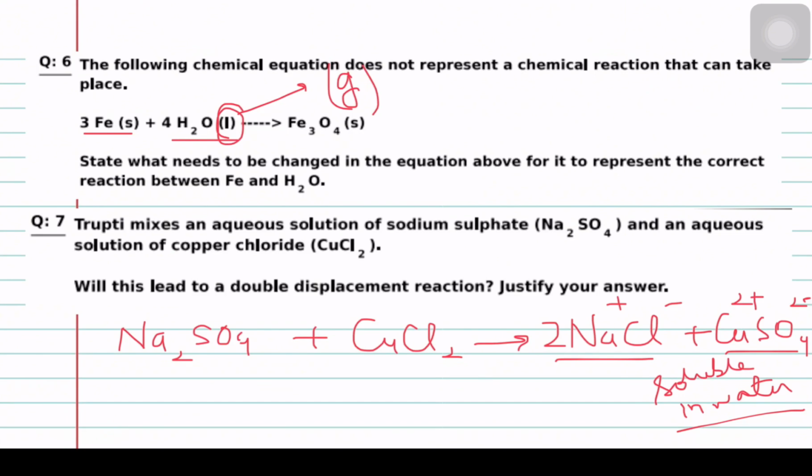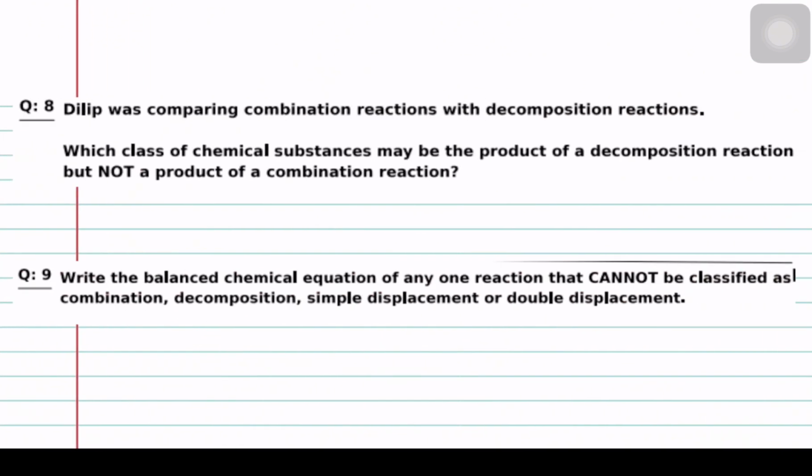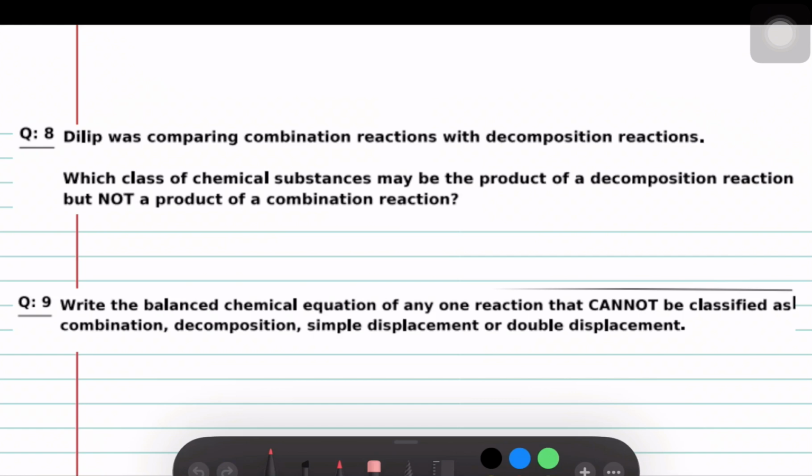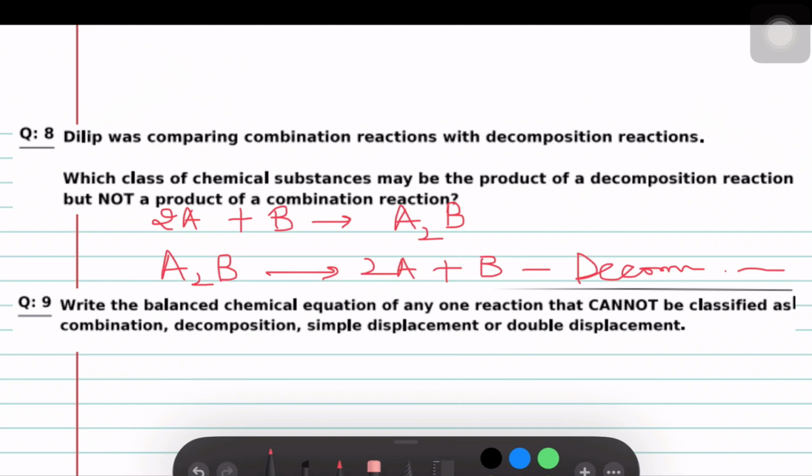All right, next. Dilip was comparing combination reaction with decomposition reaction. Which class of chemical substances may be the product of a decomposition but not a product of combination reaction? Okay, if we have to write a combination reaction, we can write it as 2A plus B gives you A2B. That would be combination. Decomposition would be A2B giving you 2A plus B.